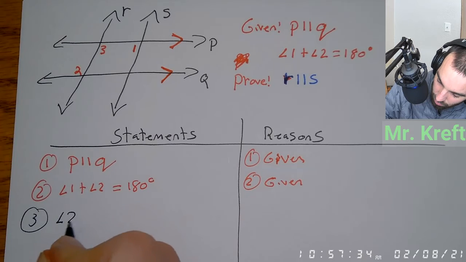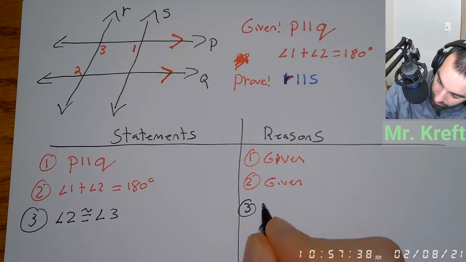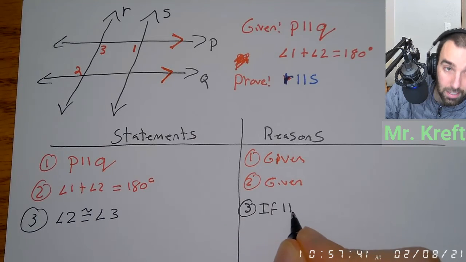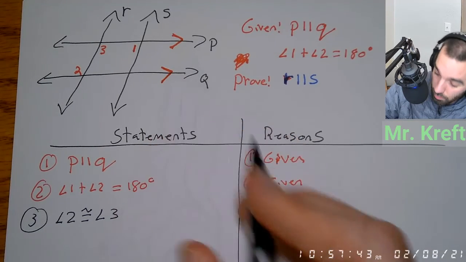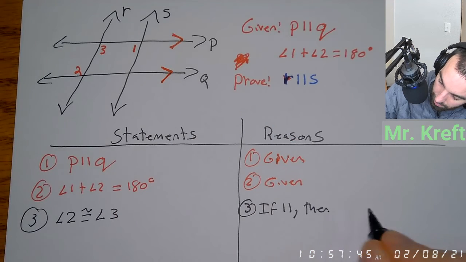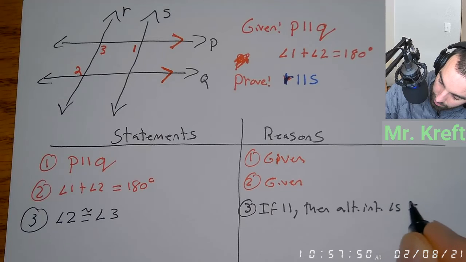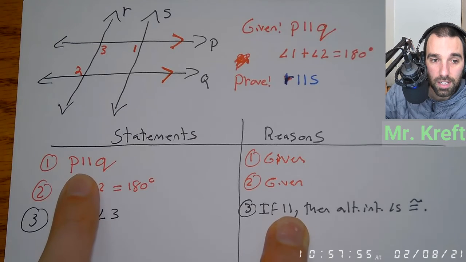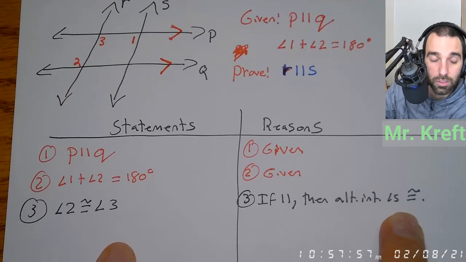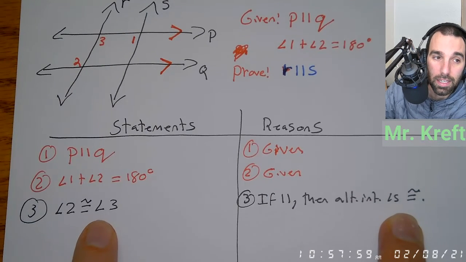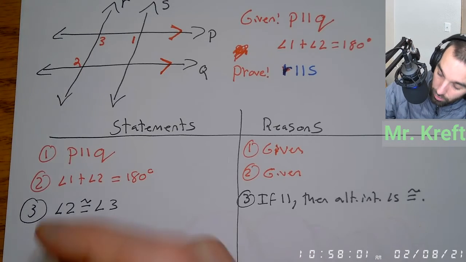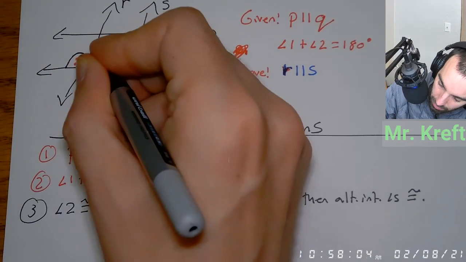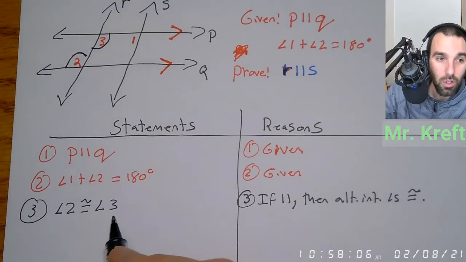So I'm going to say, hey, angle 2 is congruent to angle 3. And the reason for that is if parallel lines, right? And I do have parallel lines, P and Q, then alternate interior angles are congruent. So again, do I have parallel lines? Yeah, I said that right here in my first line. And am I saying angles are congruent? I absolutely am saying angles are congruent. Okay, so I can update this now. Angle 2 and angle 3 are the same.